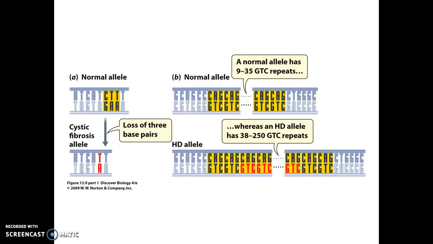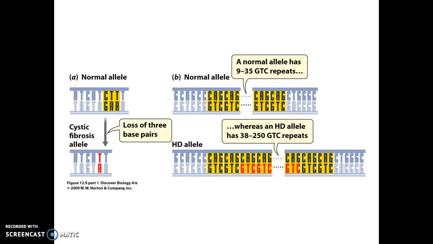Cystic fibrosis is a recessive genetic disorder, meaning if an individual has 2 copies of the disease allele, then they will show that disease. And really what causes the disease allele to be different from the normal allele is a loss of 3 letters, 3 nucleotides. That's the only difference here.